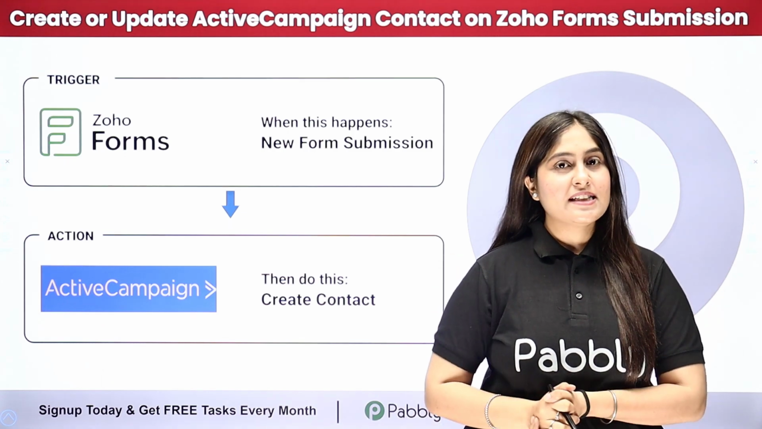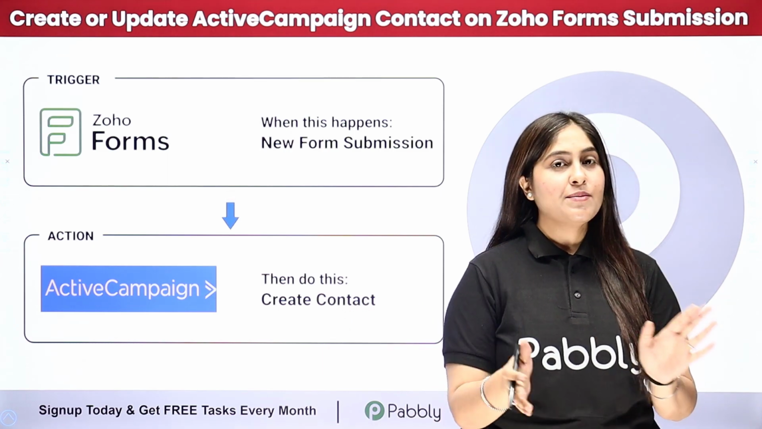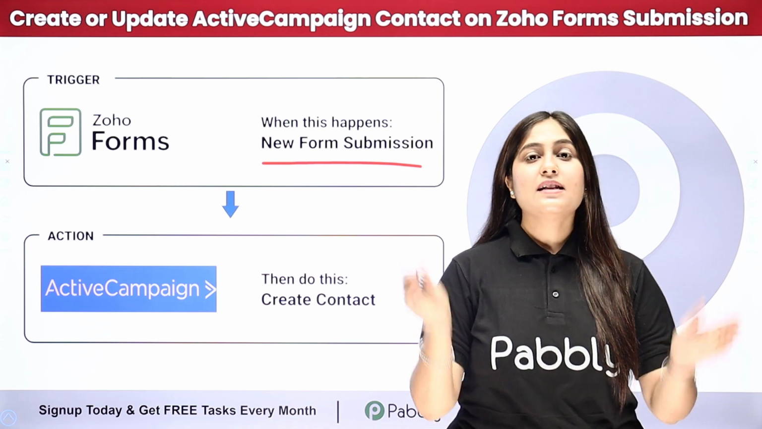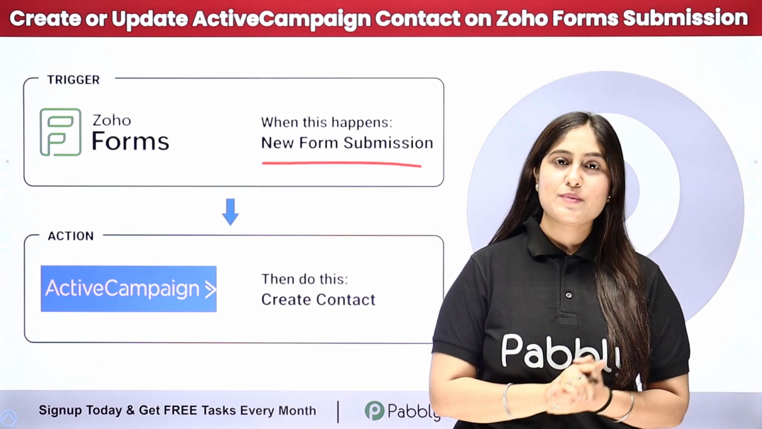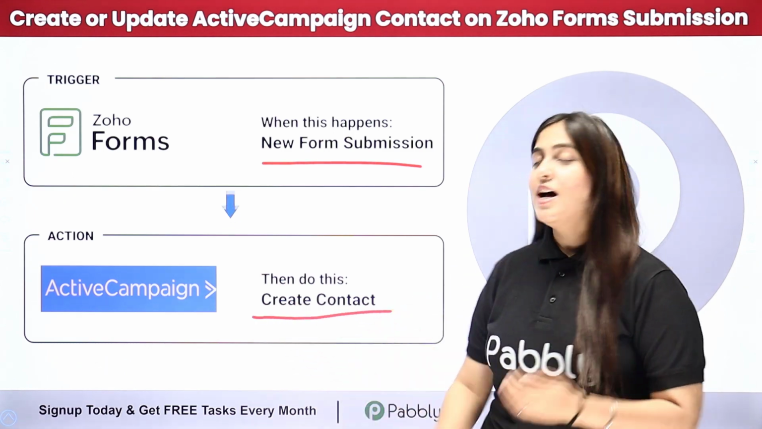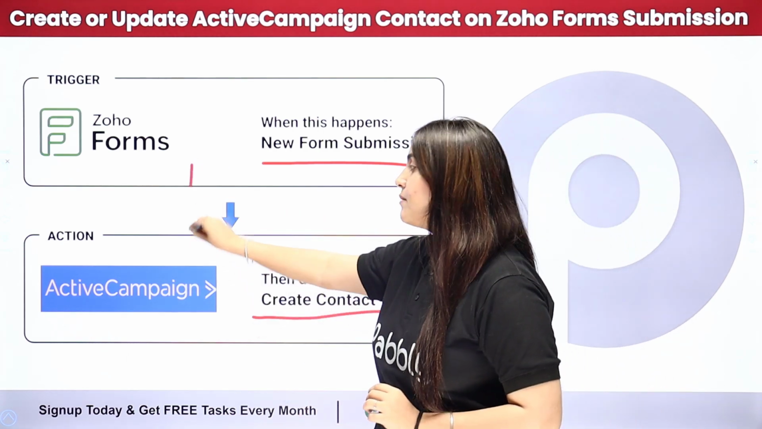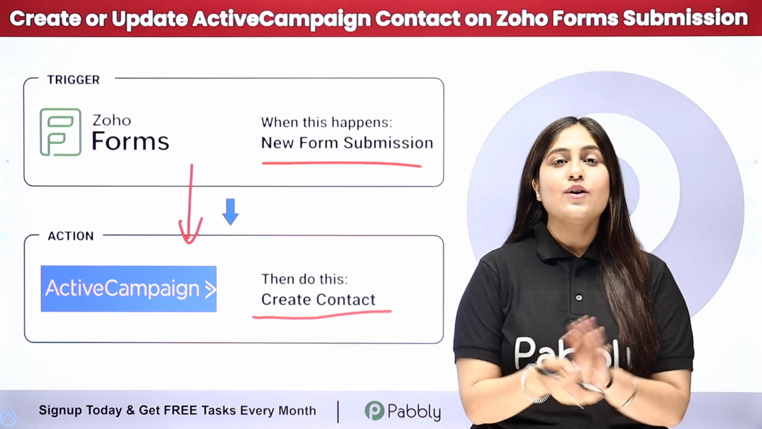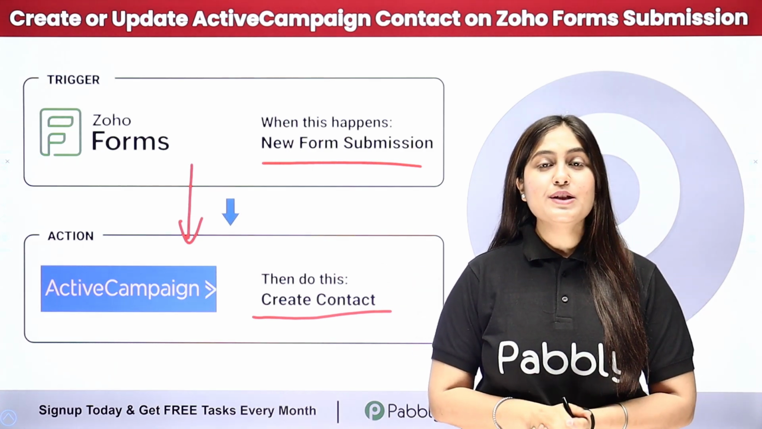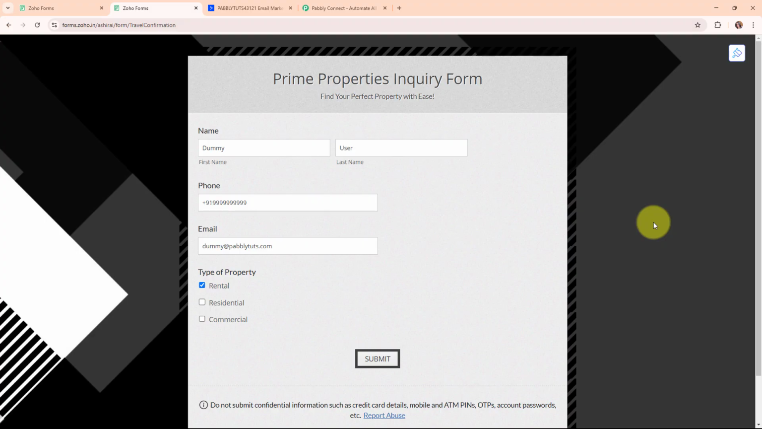So I run a real estate agency and I have created an inquiry form using Zoho Forms. And here my objective is that whenever I'm going to receive a new form submission through Zoho Forms, then automatically the person who has made the form submission should be created as a new contact in my ActiveCampaign account. So now here to automate the entire process, I need to connect my Zoho Forms with my ActiveCampaign account using an automation software named Pabbly Connect. So to see the working of this automation and to learn this process step by step, let me take you to my screen. Welcome to my screen.